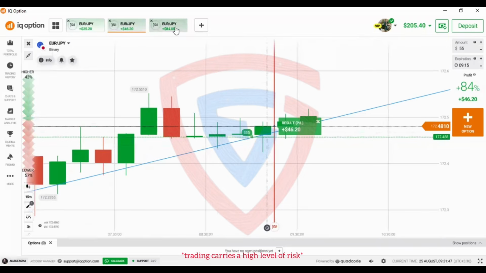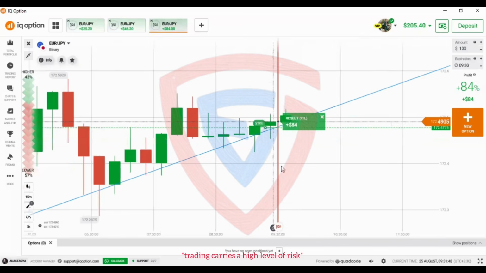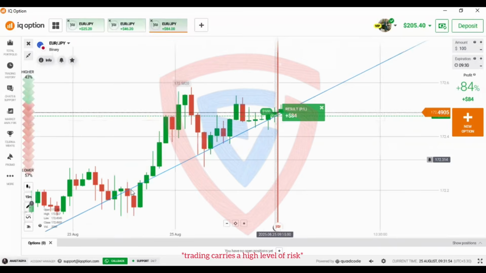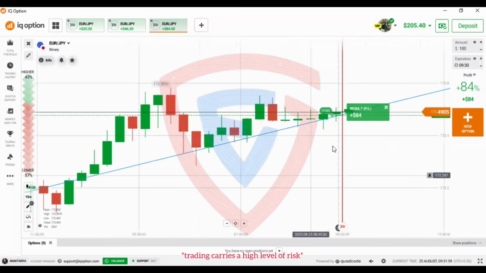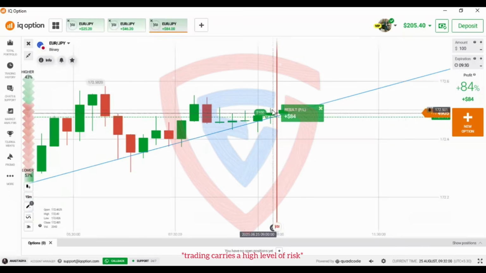And still I am seeing continuous green candlesticks. And this is my last trade because of this strong, huge buying pressure candlestick and a hammer candlestick closing at the level. It formed a hammer candlestick at the level. That's why I placed my trade here.